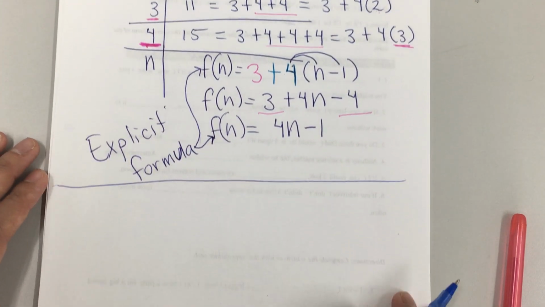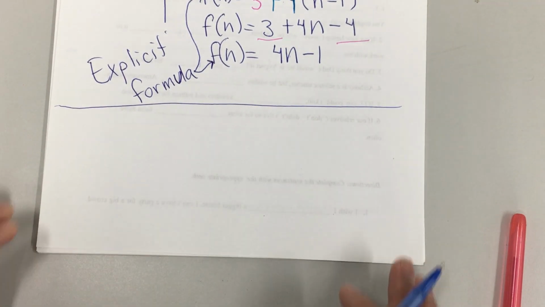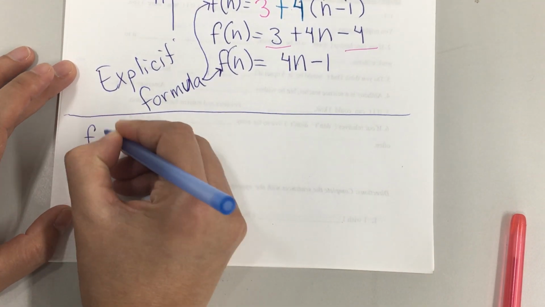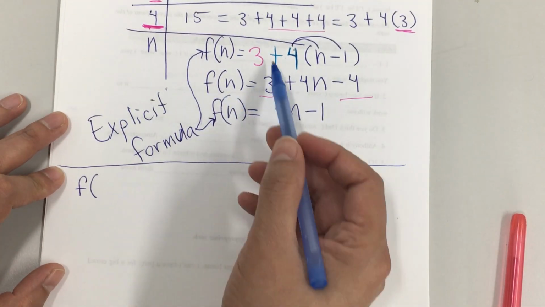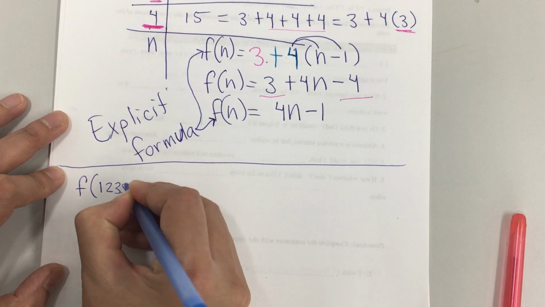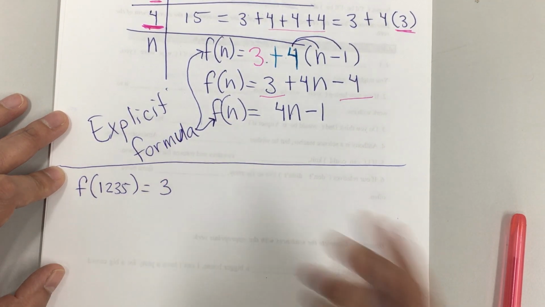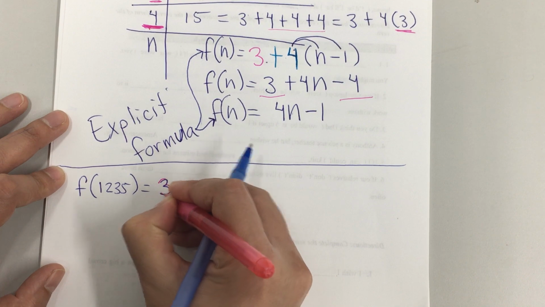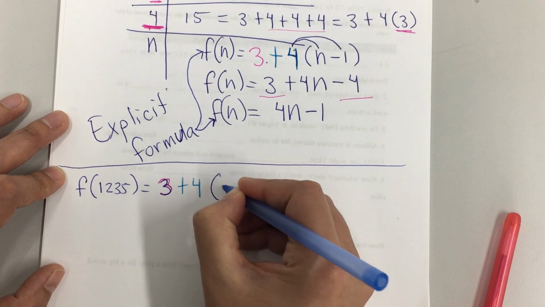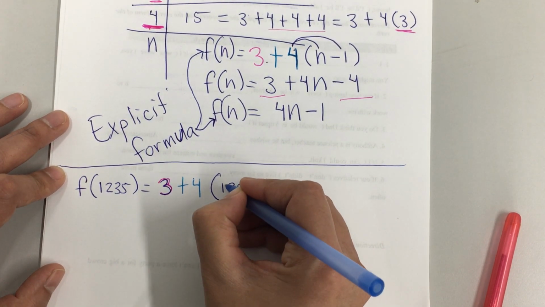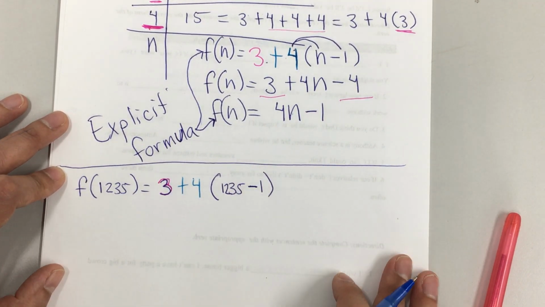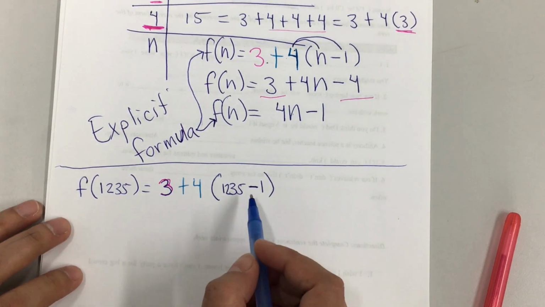Let's find out how much money we will have on day 1235. So that means I'm going to use this one first, the one that is not simplified. F of 1235 is equal to 3, which is the initial point, plus 4 times 1235 minus 1. Remember that we always had 1 4 less.